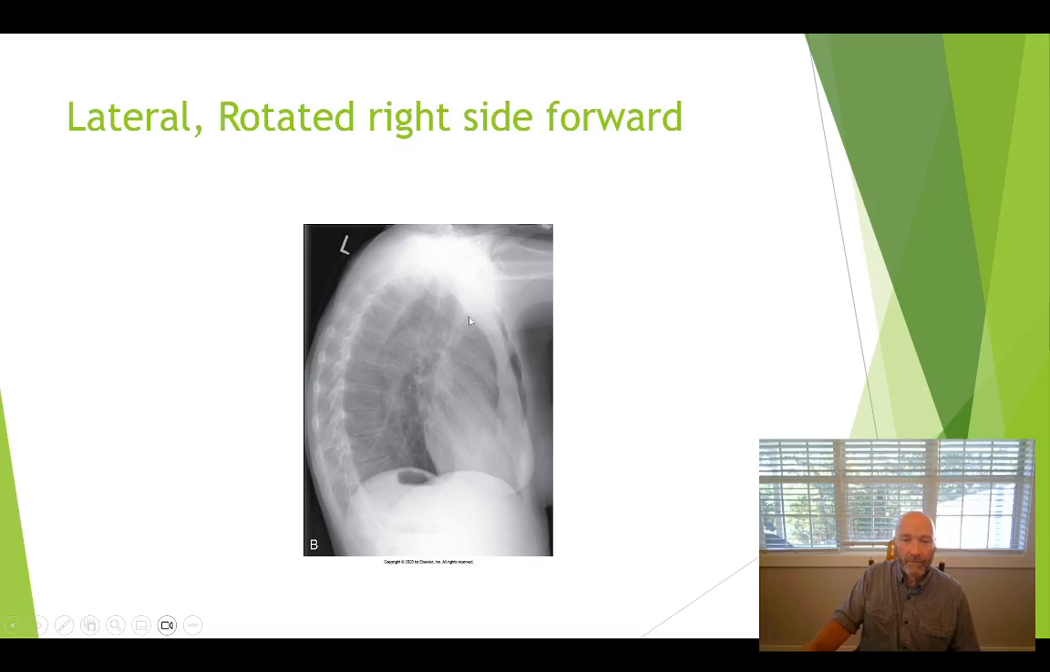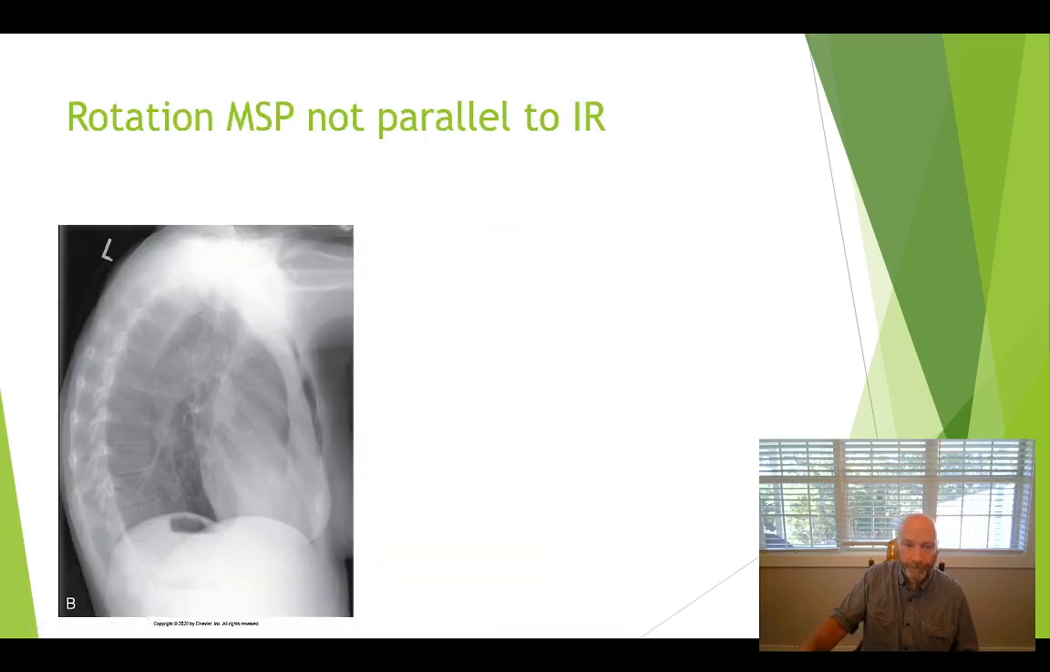All right, so this would be rotation where we could use the gastric bubble. So we've got a hemidiaphragm here, we've got a hemidiaphragm there. The gastric bubble is always going to be, unless the patient has a condition where all the organs are switched, which exists, under the left hemidiaphragm. So what we've got then is rotation with the left side posterior to the right side. So the patient's rotated towards the image receptor.